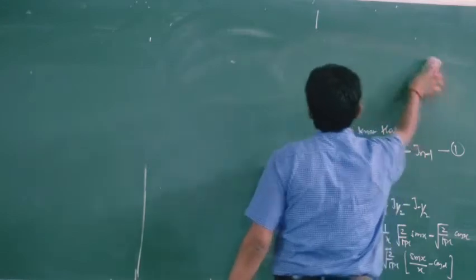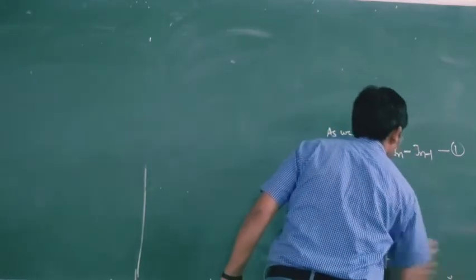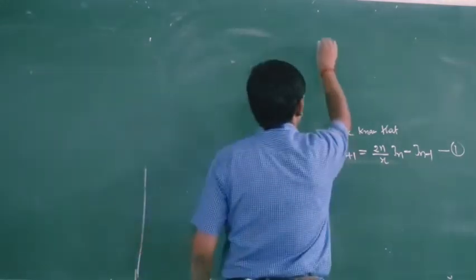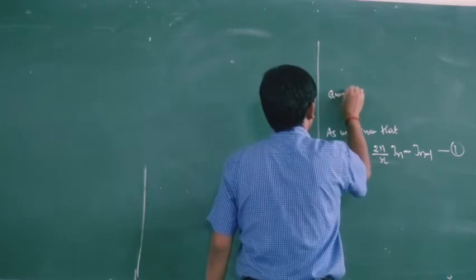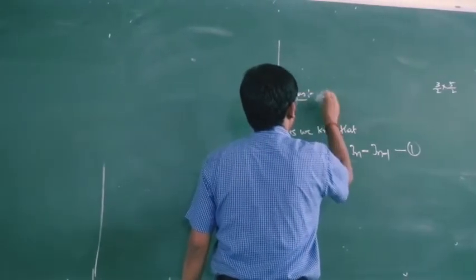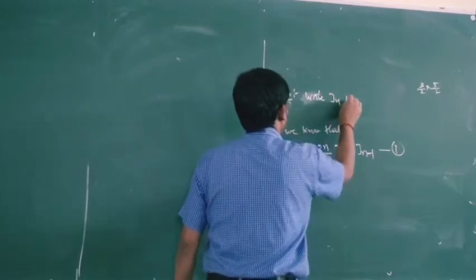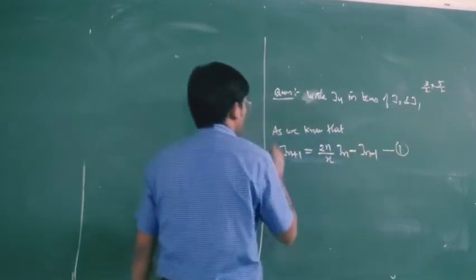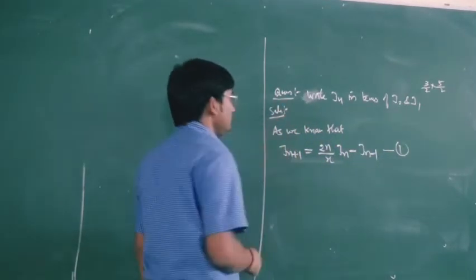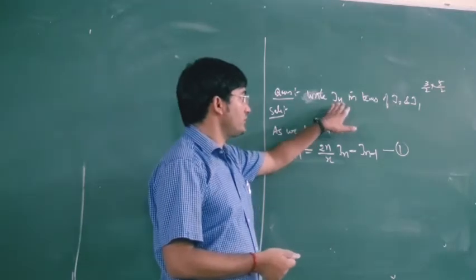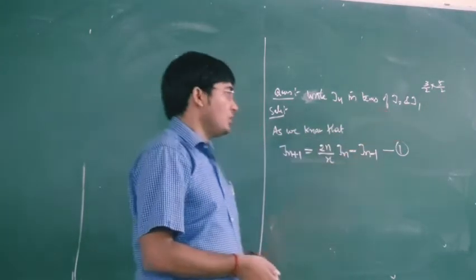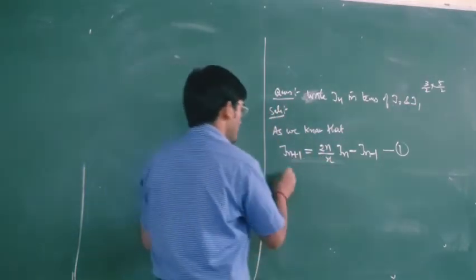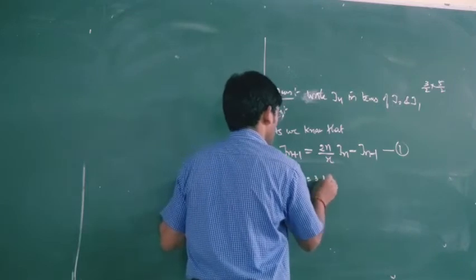Now we will evaluate J4 or J3 or J5 in terms of J0 and J1. So we have the question: evaluate or write J4 in terms of J0 and J1. So our solution: here we have to express J4 in terms of J0 and J1. As we need J4, let us put n equal to 3 here. So put n equal to 3 in 1.